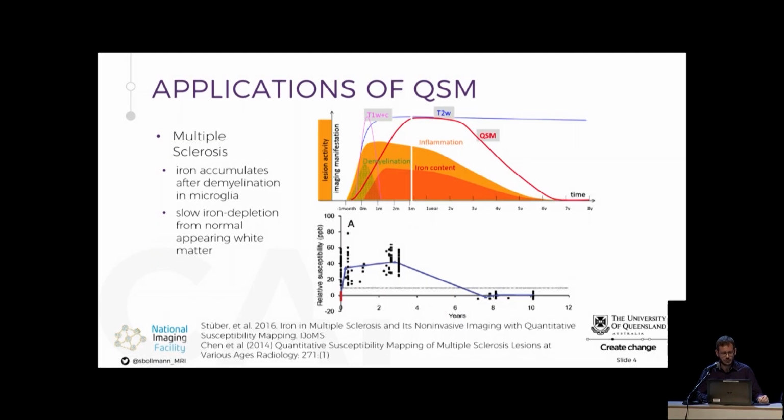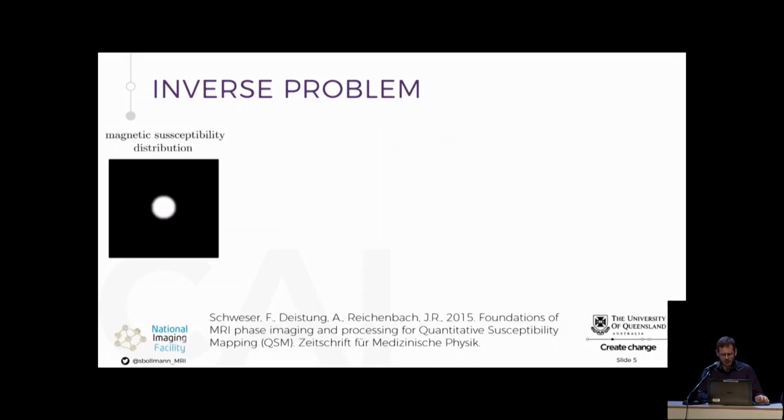Also potentially quite useful in multiple sclerosis because there we know iron accumulates after demyelination in microglia, and also people have observed slow iron depletion in normal appearing white matter. So QSM is quite useful, but how do we get it?